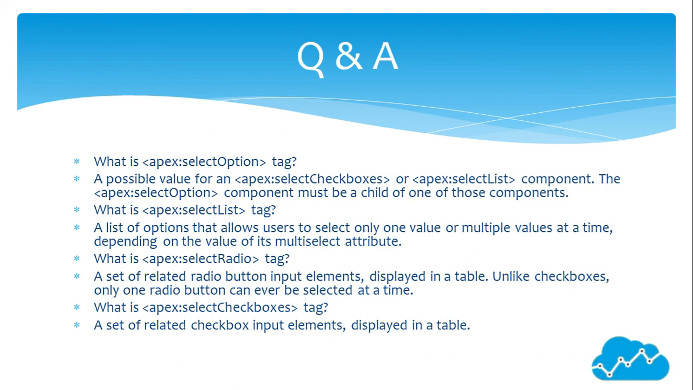What is Apex select radio tag? A set of related radio button input elements displayed in a table. Unlike checkboxes, only one radio button can ever be selected at a time. What is Apex select checkboxes tag? A set of related checkbox input elements displayed in a table.